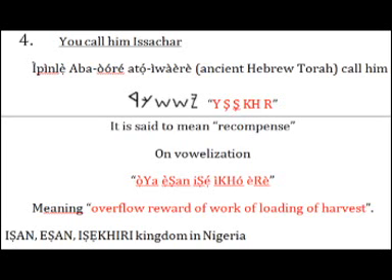So the Ishekiri people are descendants of the one we call Issachar in the Bible. And I learned that the meaning of Ishekiri also means load. Ishekiri, it is talking about load. But it is not just load. It is load of harvest, overflowing reward of work of loading harvest. So the Ishekiri people are descendants of Jacob, descendants of Isaac and Abraham. So thank you very much.